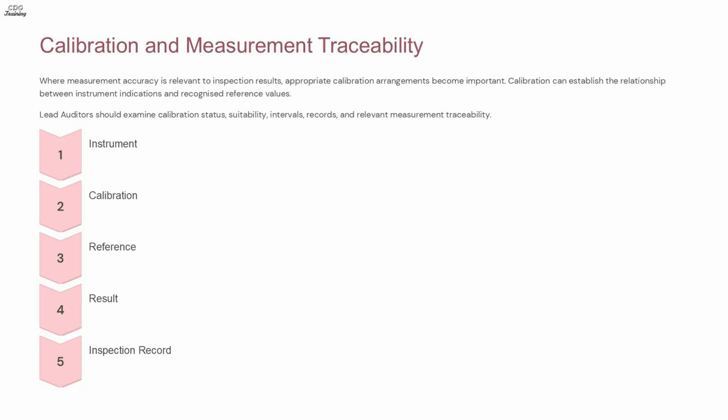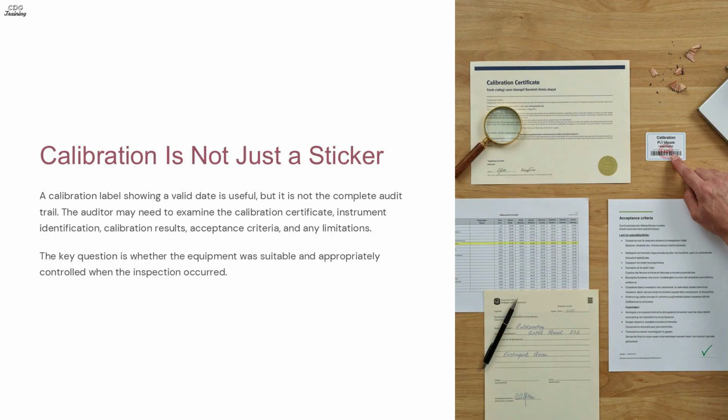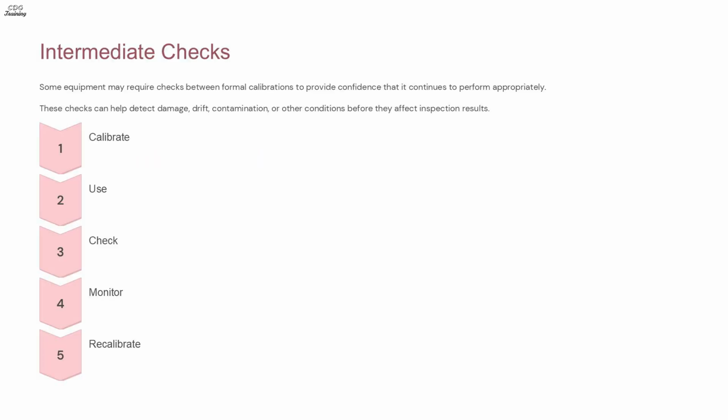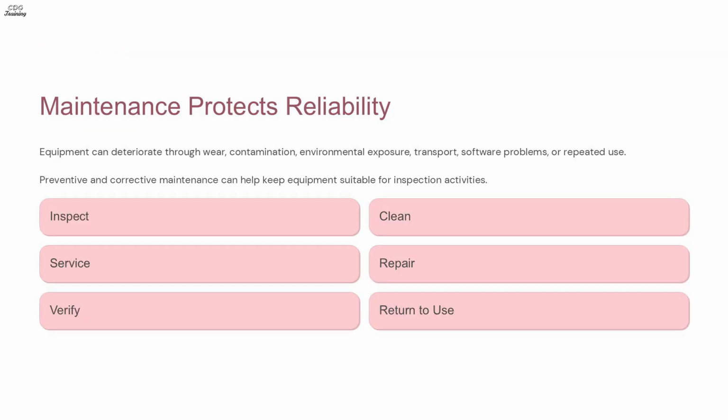Calibration and measurement traceability are vital for accurate inspection results. They ensure instruments are reliable and consistent. Calibration is more than just a label. It involves examining certificates and ensuring equipment meets all criteria. Intermediate checks are necessary to ensure equipment continues to perform well between formal calibrations. Regular maintenance is essential to keep equipment reliable and suitable for inspections.